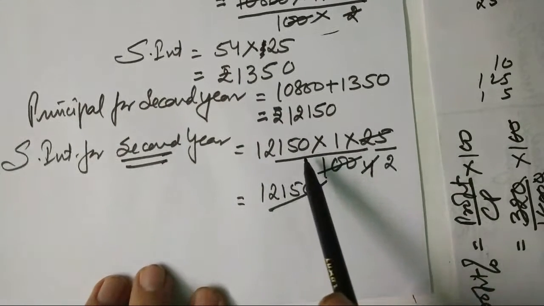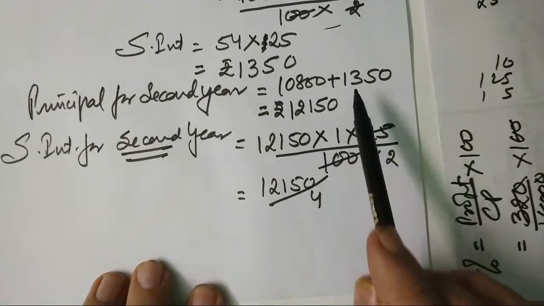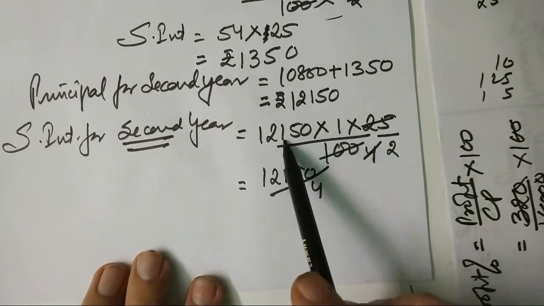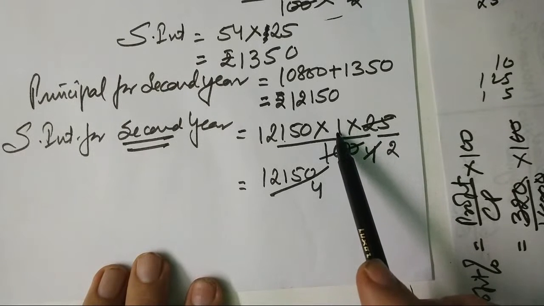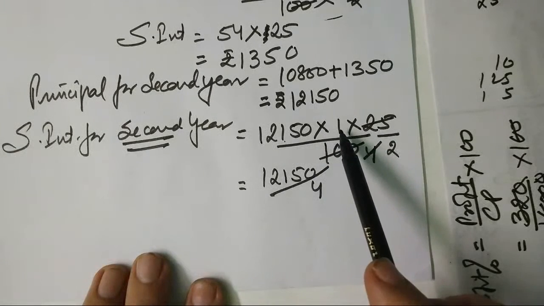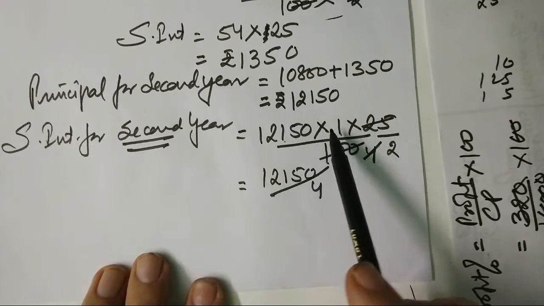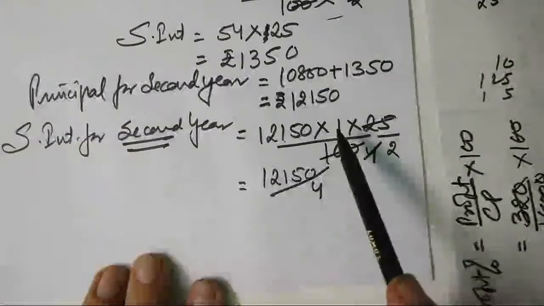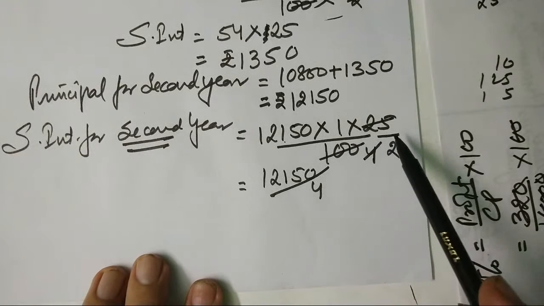Same thing we will do here, 12150, because I have added this. This will be multiplied P into T into R. Where is this 1? Because it is the second year. And why have I kept 1 year? Why have I not taken 2? Because the second year is taken as a full 1 year. So first year we have calculated, second year we are calculating, it is 1 into R. R is 25 upon 2.